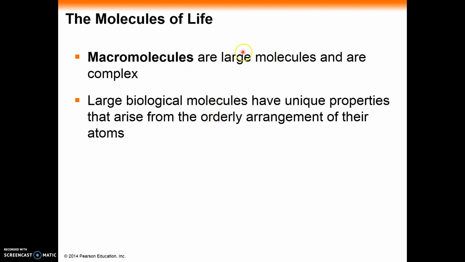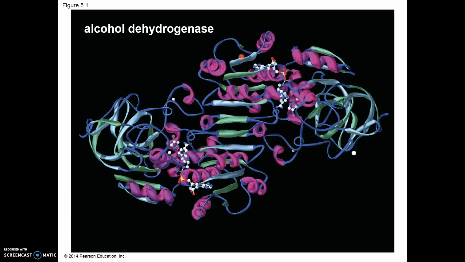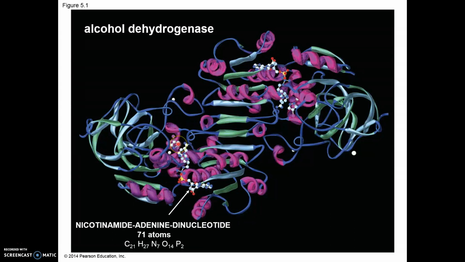So first of all, what do we mean by large? Here is alcohol dehydrogenase. It is a protein within our body. Its job is to take alcohol and break it down. So this keeps us from dying when we have a beer. This molecule itself has a subgroup attached to it, something called nicotinamide. This group itself contains 71 atoms.